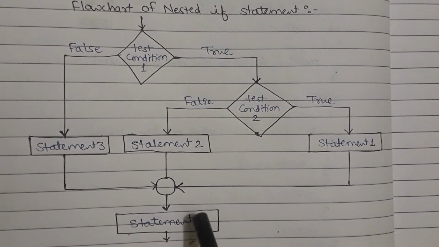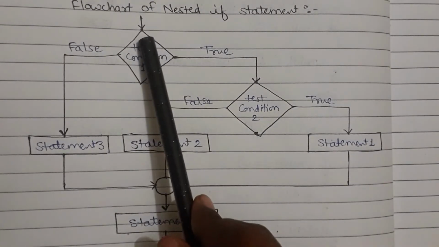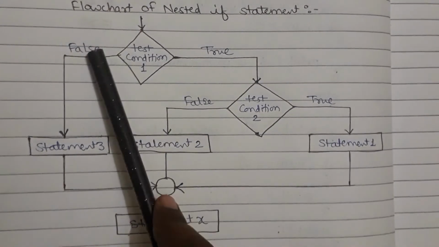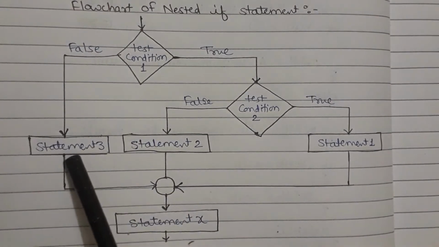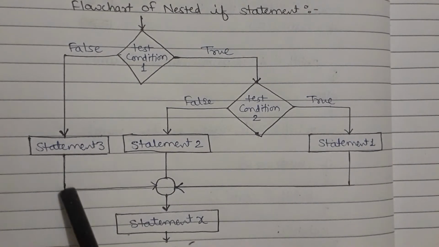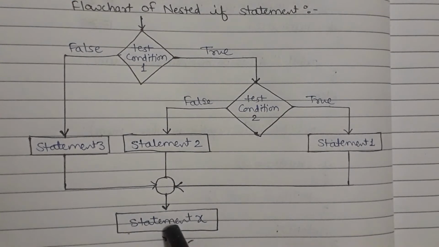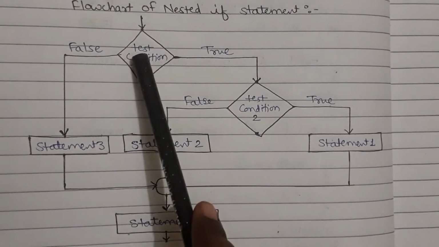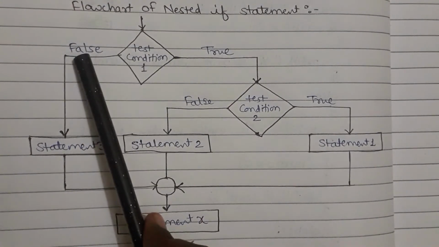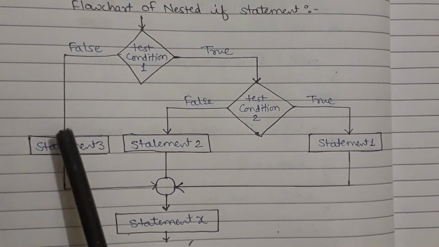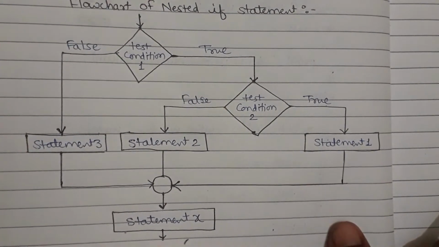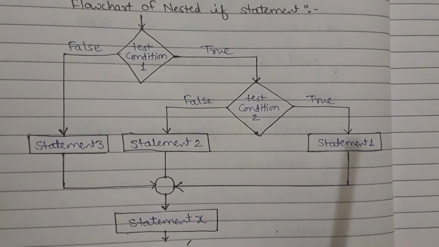The last case, the third case, is when we check condition 1, and if that condition is false, then it will execute statement 3. After executing statement 3, it will execute statement X. So in this way, this nested if statement will work.